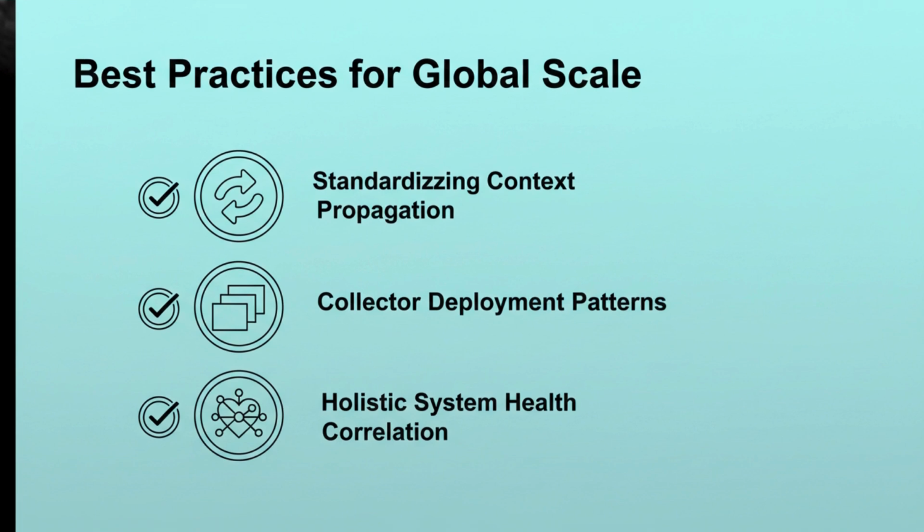To wrap up, measuring service mesh latency with OpenTelemetry requires a strategic approach. Start by standardizing on W3C trace context for seamless propagation. Deploy the OTel collector in a sidecar or daemon set pattern to handle local traffic efficiently. Prioritize P99 and P95 metrics to capture the user experience of your tail-end users. Finally, always correlate your traces with infrastructure metrics for a holistic view of system health.